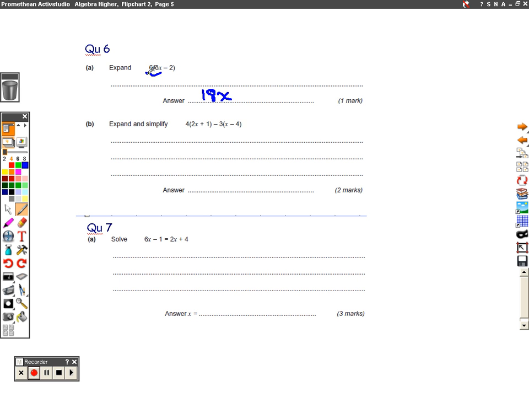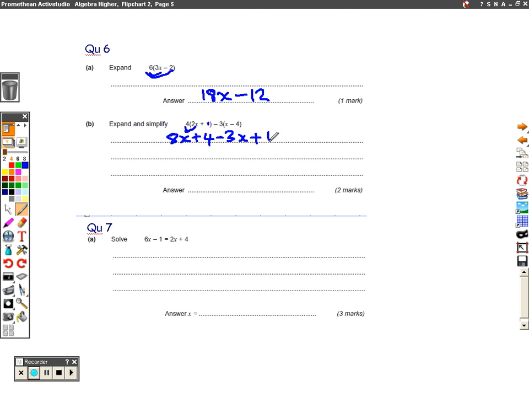Now, part B is a common question that has been coming up in the papers quite a bit recently. So be careful of this double negative here, and it seems to have a double negative in the exams. 4 times 2x will give you 8x. 4 times 1 will give you plus 4. Minus times x, or minus 3 times x will give you minus 3x. 2 minuses make a plus. 3 times 4 is 12. So be careful of that double negative at the end.